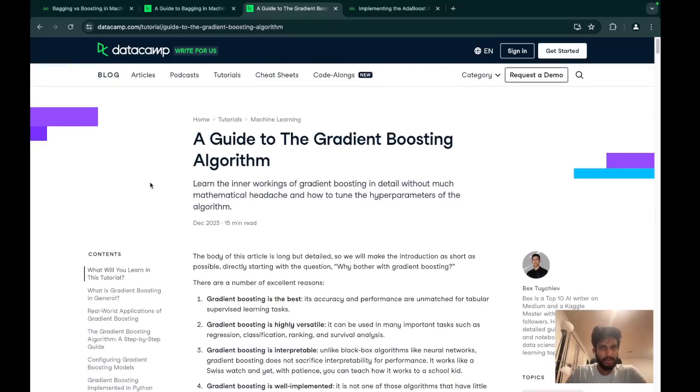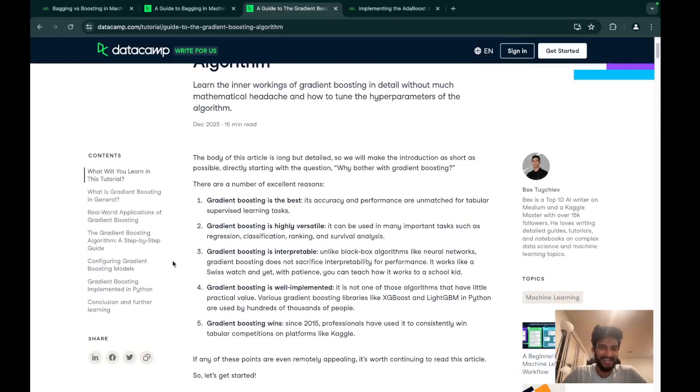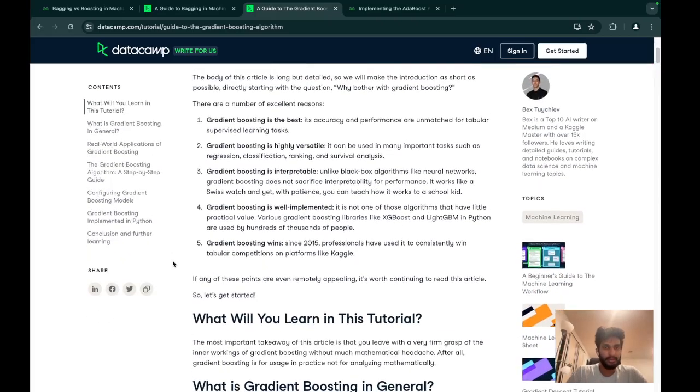A guide to the gradient boosting algorithm. Learn the inner workings of gradient boosting in detail, without much mathematical headache, and how to tune the hyperparameters of the algorithm. The body of this article is long but detailed, so we'll make the introduction as short as possible, directly starting with the question: why bother with gradient boosting?